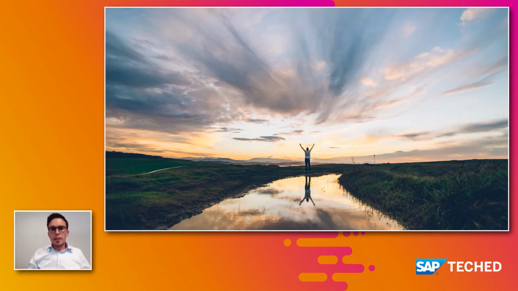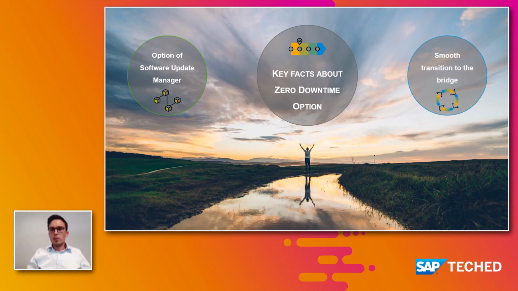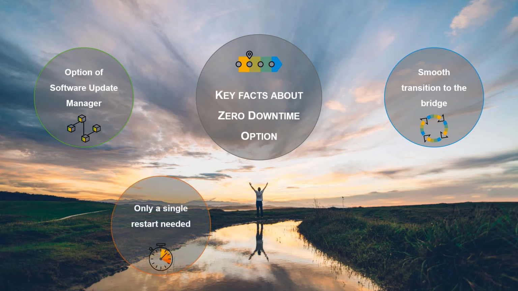Now, we have seen how the readiness process worked, and let's take some key takeaways and key facts around the software update manager and the ZDO option. As you have seen already, the ZDO comes along with the standard tool, which is our software update manager. The upgrade runs while the business users are still active on the system. The business users are transferred to the subsystem that is named Bridge, and this transition happens without any interruption.